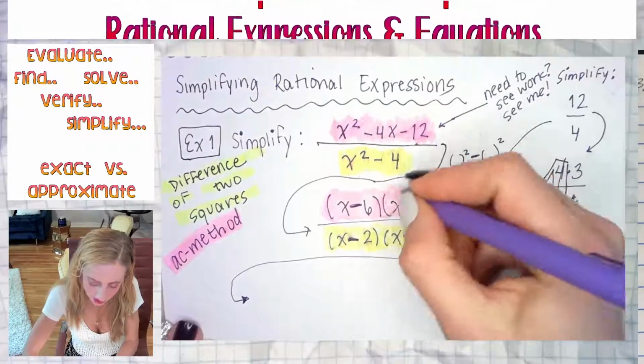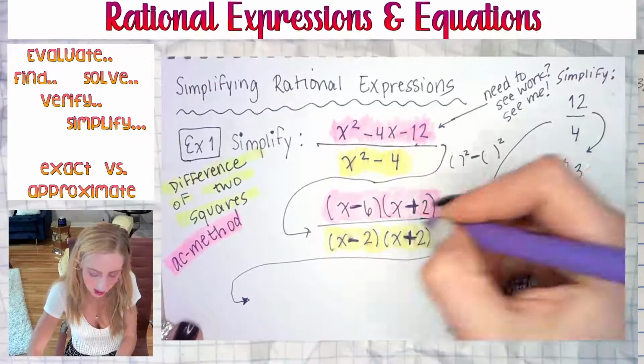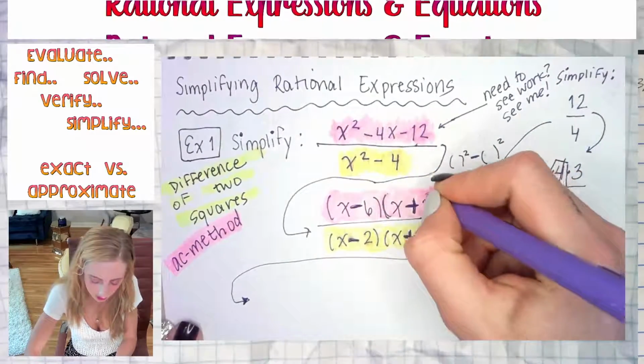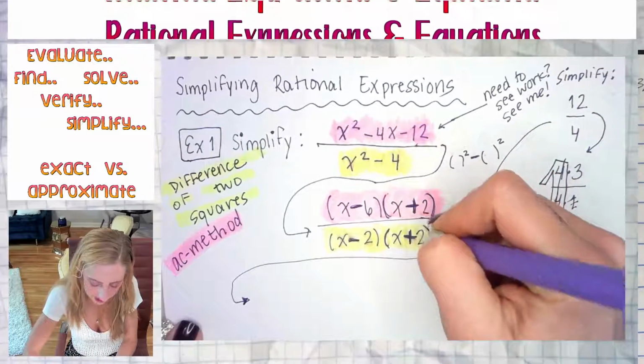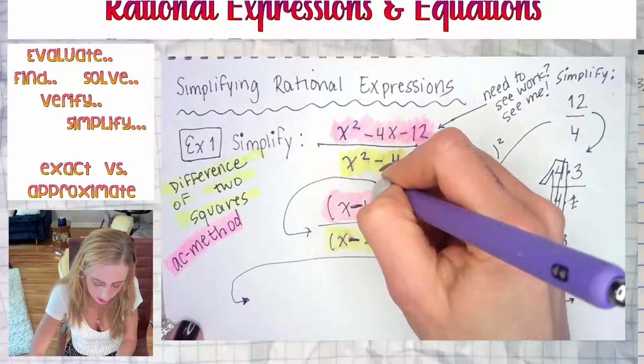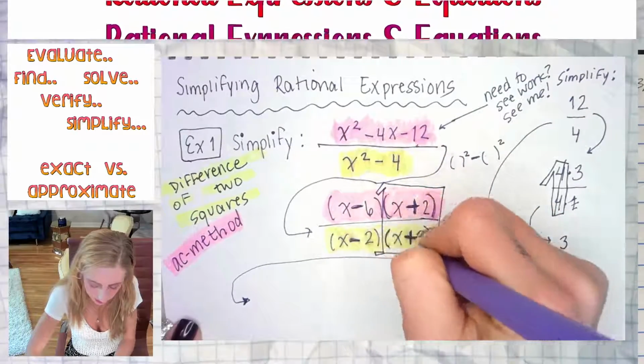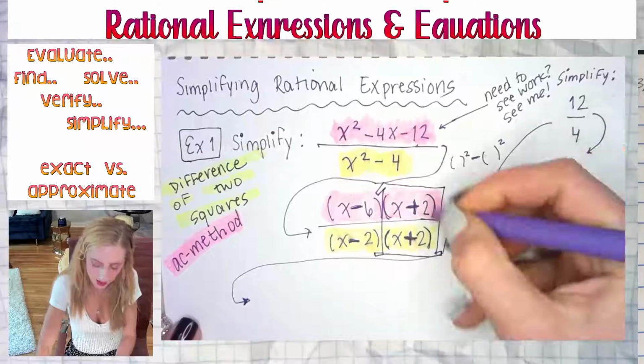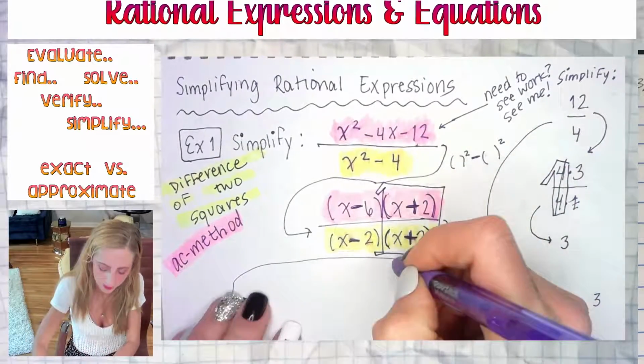We have an x plus 2 on top, and we have an x plus 2 on bottom. It is a factor on top and bottom. It is something over itself. Anything over itself equals 1. Even an x plus 2 over x plus 2. That is a big blocky 1. And what am I going to do with that?